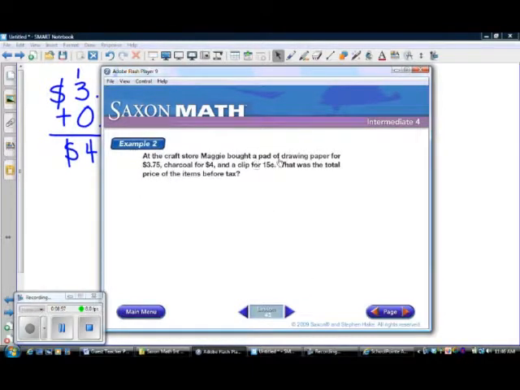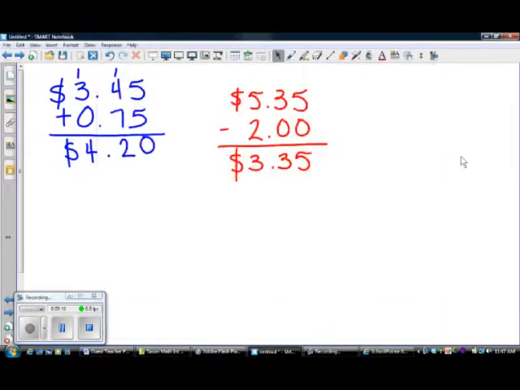At the craft store, Maggie bought a pad of drawing paper for $3.75, charcoal for $4, and a clip for 15 cents. What was the total price of the items before tax? So we just have to add all these up, but notice they're written differently, and we have to write them with the same format, okay? $3.75, 4, and 15 cents.